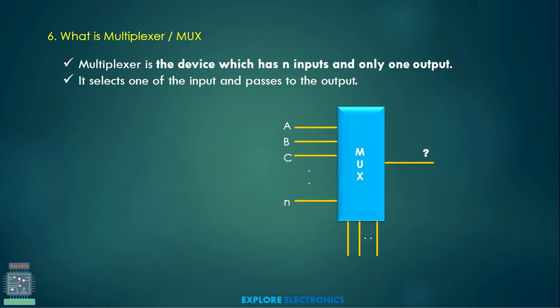What is a multiplexer? Or generally we call it a mux. A multiplexer is a device which has n inputs, we can say 2 power n inputs, and only one output.